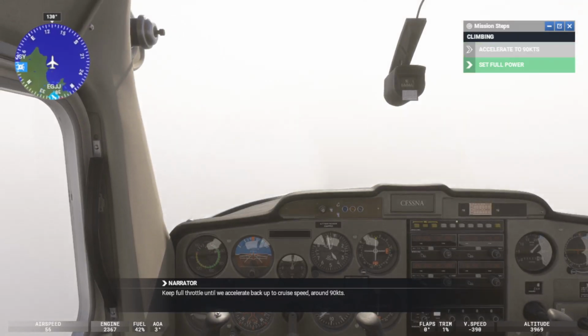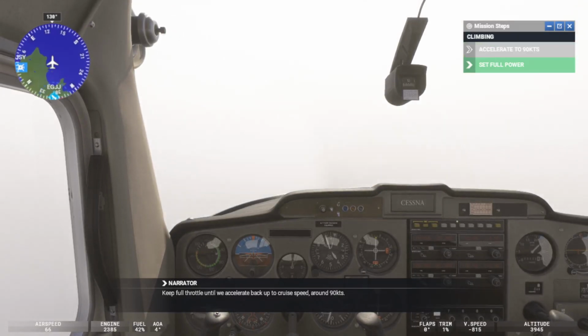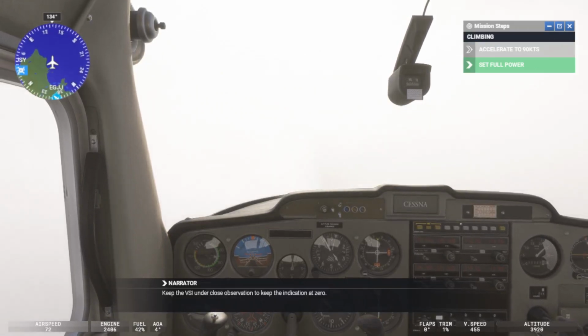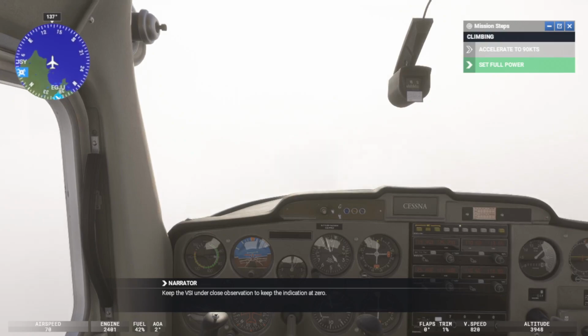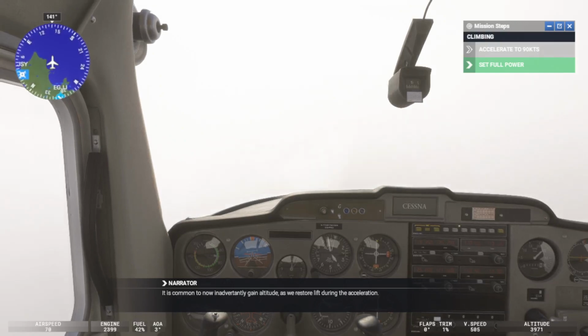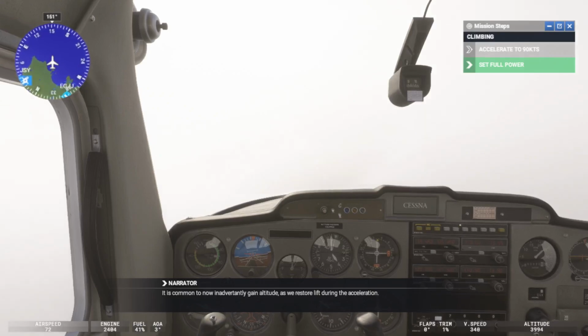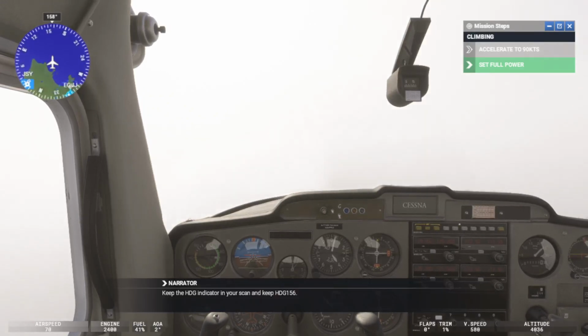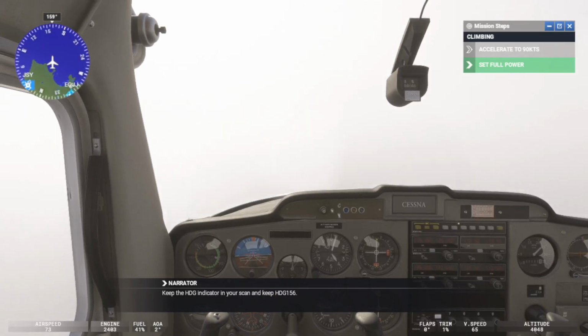Keep full throttle until we accelerate back up to cruise speed, around 90 knots. Keep the VSI under close observation to keep the indication at 0. It is common to now inadvertently gain altitude as we restore lift during the acceleration. Trim as needed. Keep the heading indicator in your scan and keep heading 156.